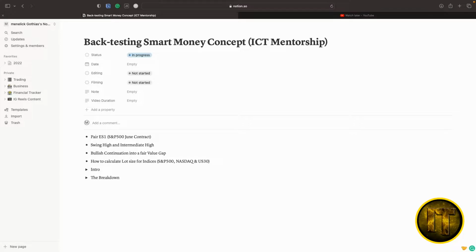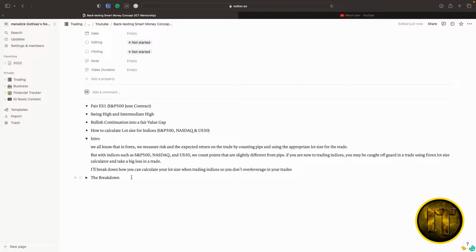I will start with how to calculate lot size for indices, S&P 500, NASDAQ. In forex, we measure risk and the expected return on a trade by counting pips and using the appropriate lot size. But with indices such as S&P 500, NASDAQ, and US30, we count points, which are slightly different from pips. If you are new to trading indices, you may be caught off guard. I made a trade using a forex lot size calculator. Usually the one I use is a pips position calculator, which gives you the lot size based on the percentage. When I started trading indices, I had the same issue.